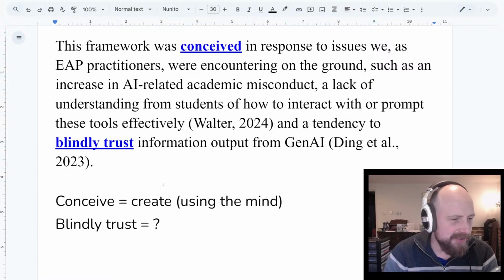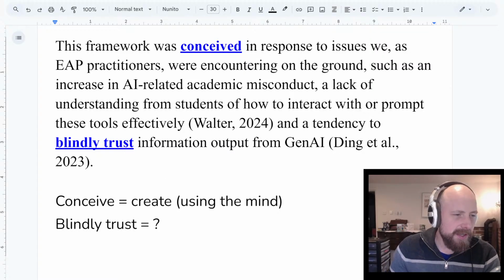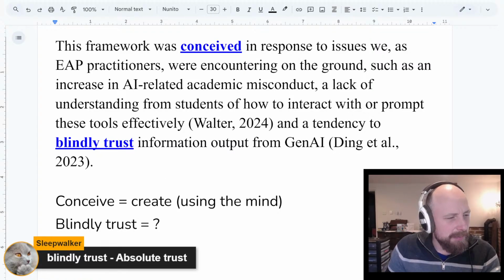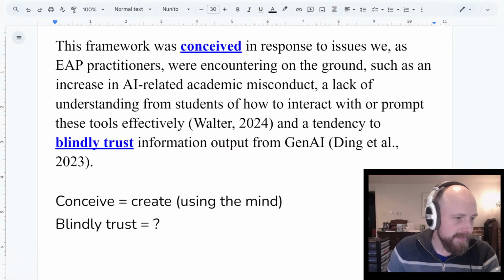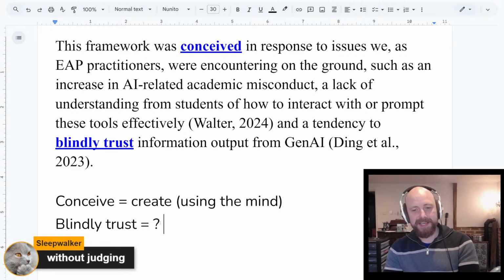What about blindly trust? Absolutely trust. But what does it imply when we say blindly, Sleepwalker? What is the implication when we say that we're blindly trusting it? Which obviously they are using as a negative here, that students are blindly trusting it. Well done, without judging. Yes, that's right.